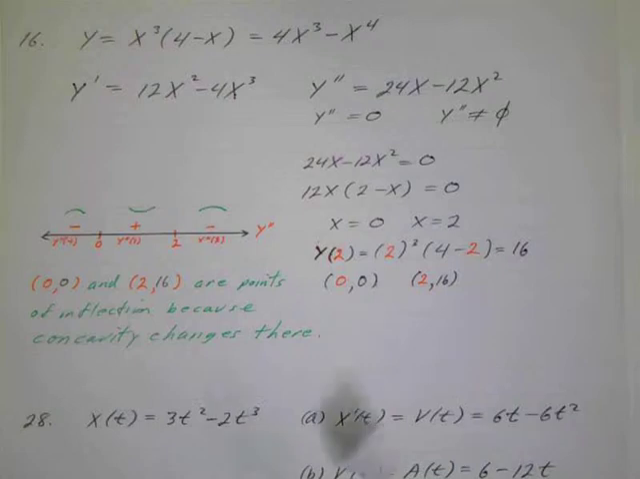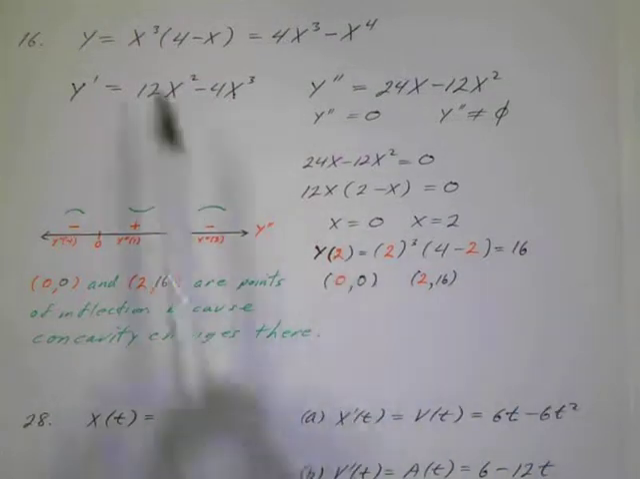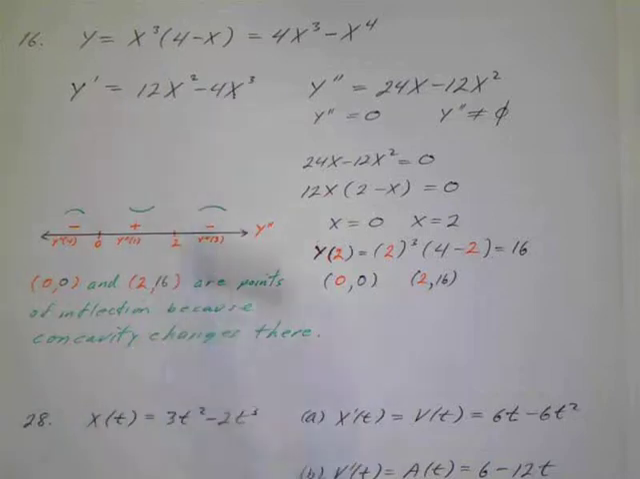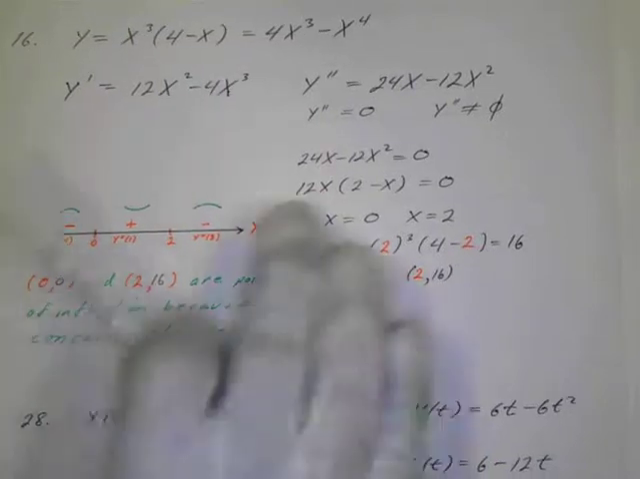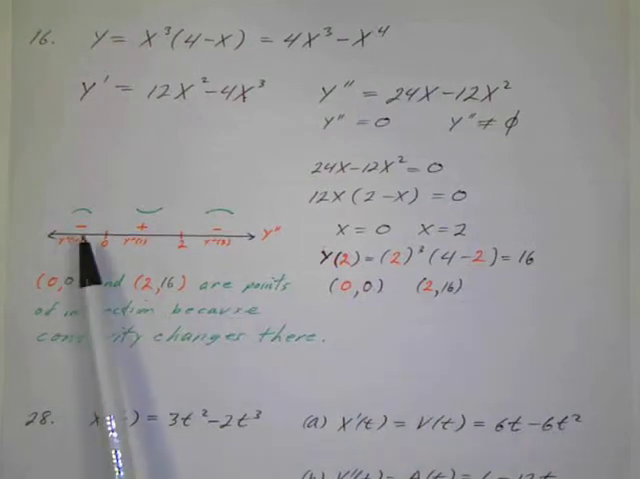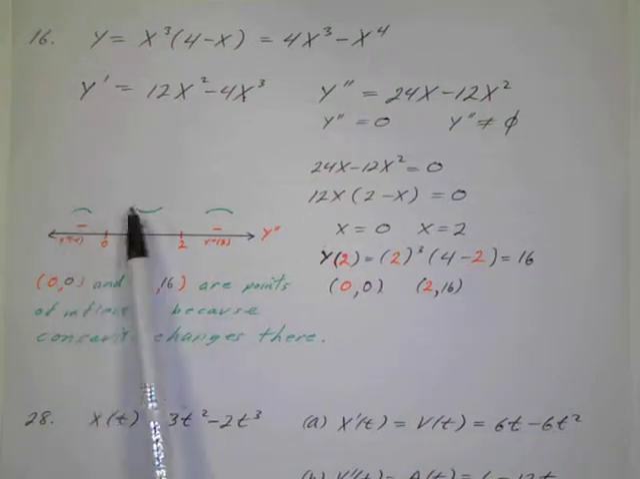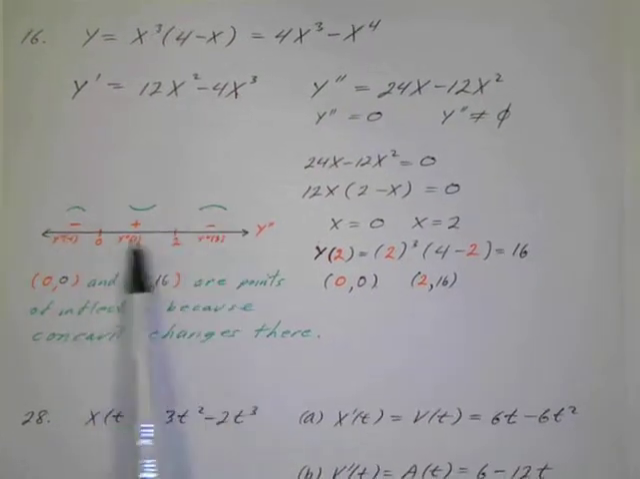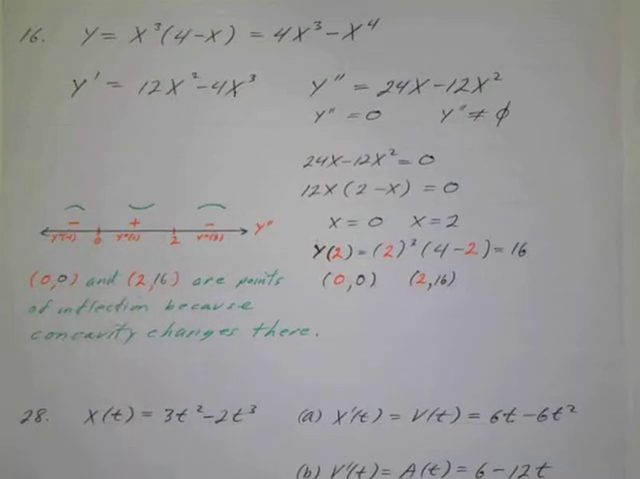Okay. So I found the y values for 2. 0 is easy, because if I put 0 in here, I get 0. So one point was 0, 0. One of the points of inflection was 0, 0, because concavity does change. This is concave down, concave up, concave down, so concavity does change at these points. So they're points of inflection.